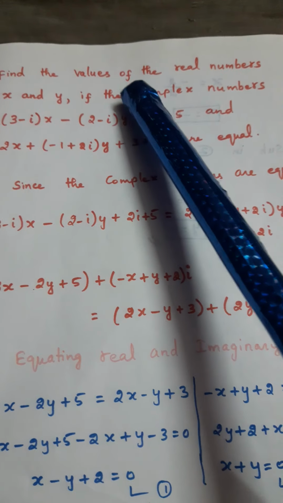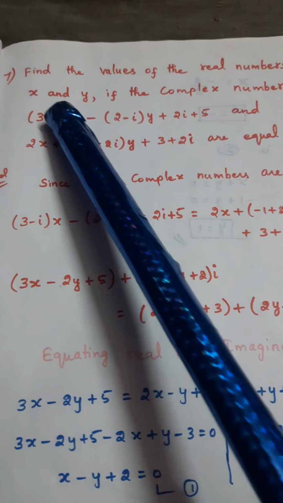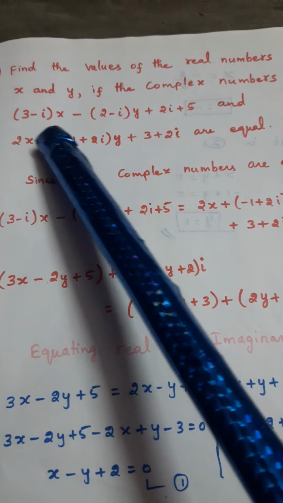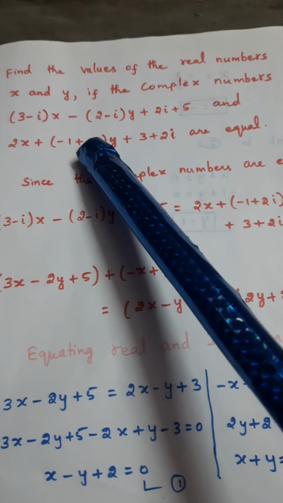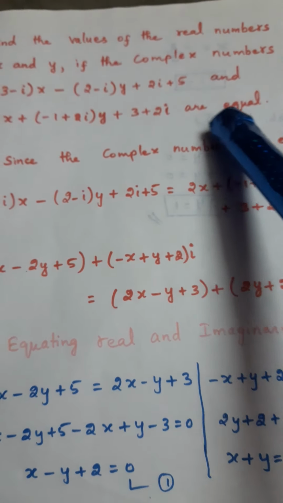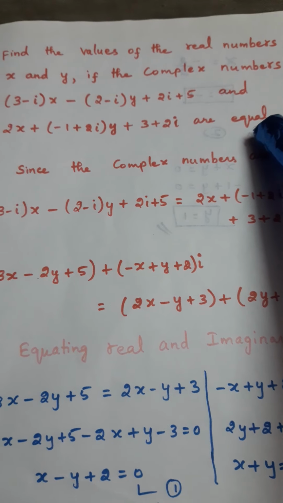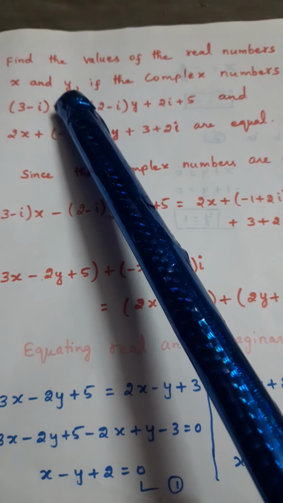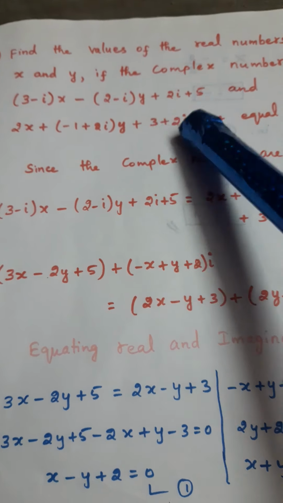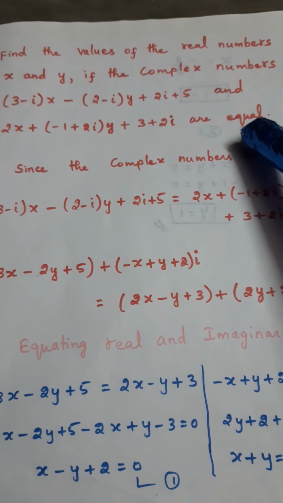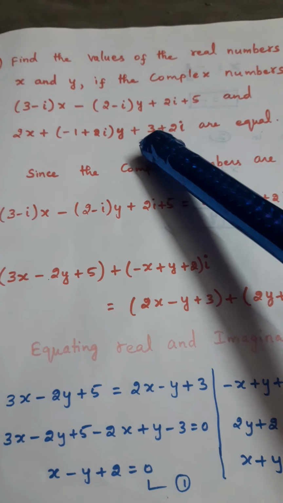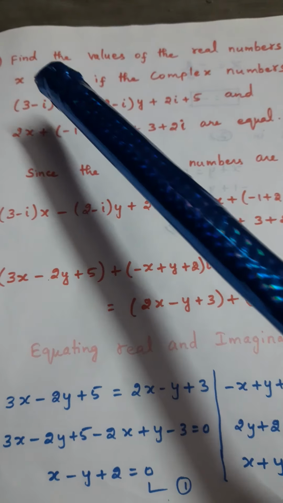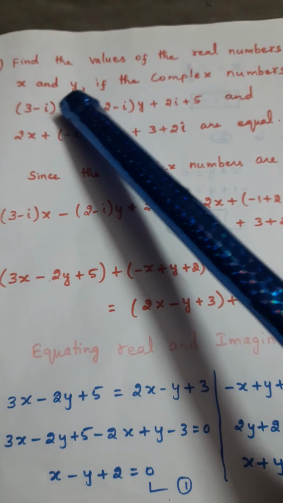Find the values of the real numbers x and y if the two complex numbers given to us are equal. Once again, I repeat, we need to find the values of x and y. The condition given is that the two complex numbers are equal. This is one complex number, this is another complex number. It is given that they are equal. Our aim is to find the values of x and y.